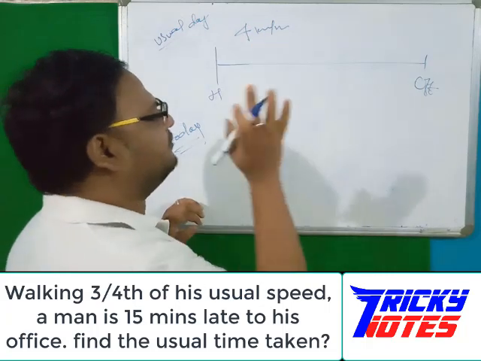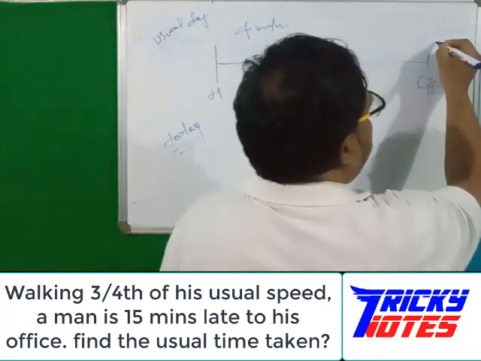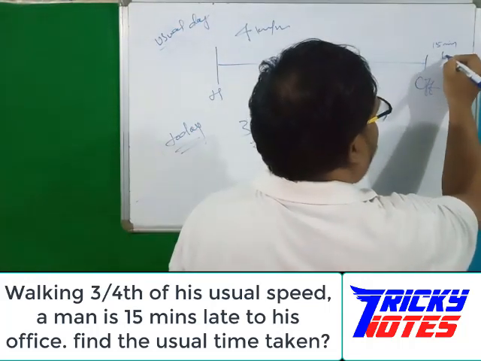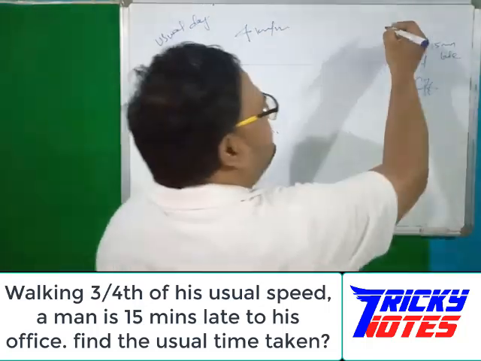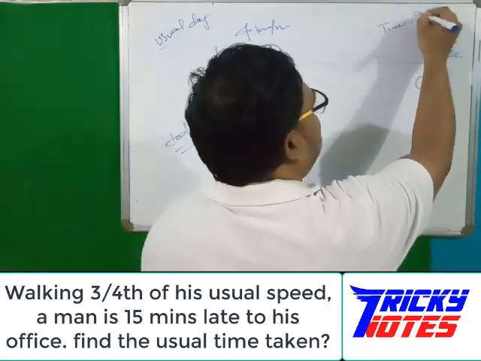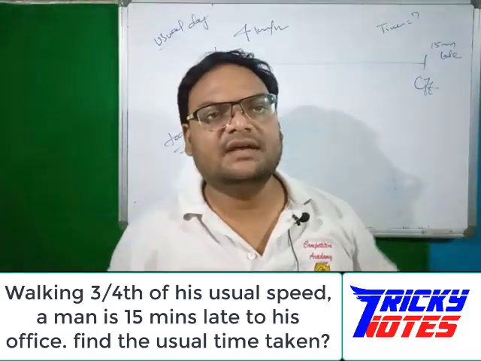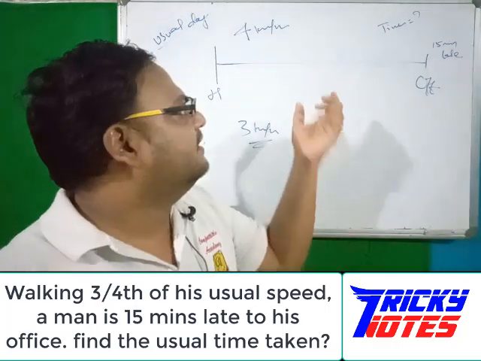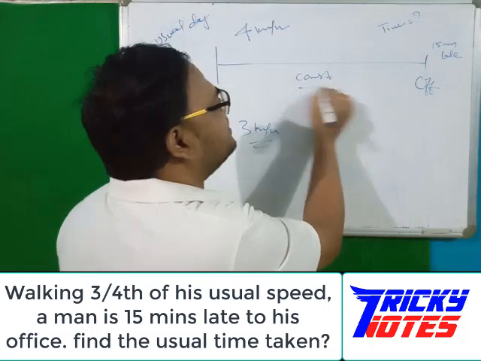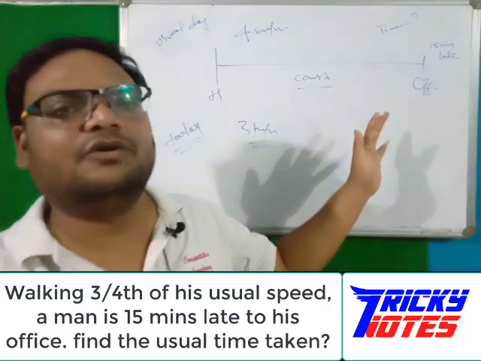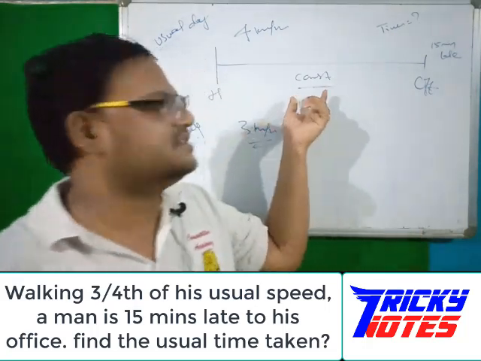So walking 3/4 of his usual speed, a man is late to his office by 15 minutes. Now the question is asked, find the usual time taken. So it is asked this time. Okay, we will find out both the times, no problem. Okay, so let us see. The rule says keeping distance constant. The distance is constant here from office to home. The distance is always the same. It never changes. So the distance is constant.